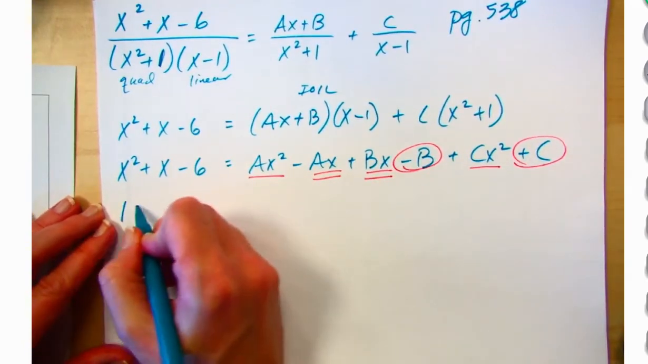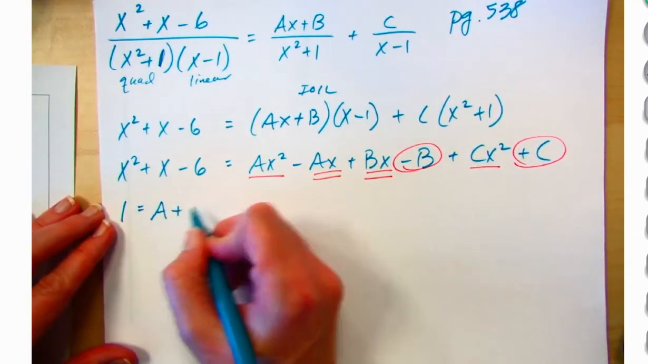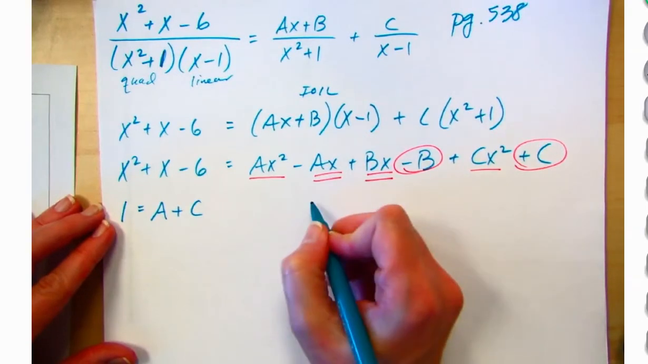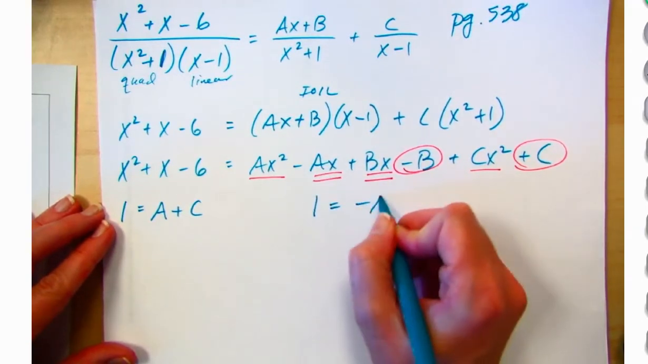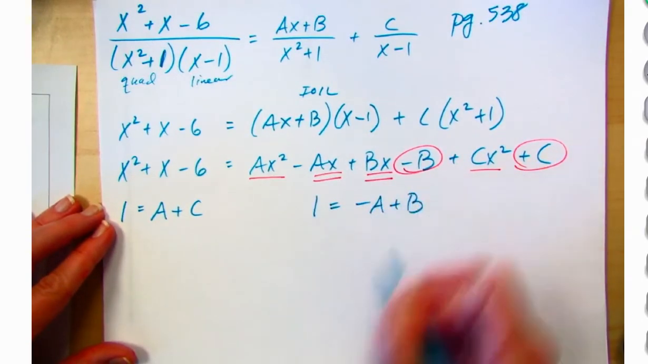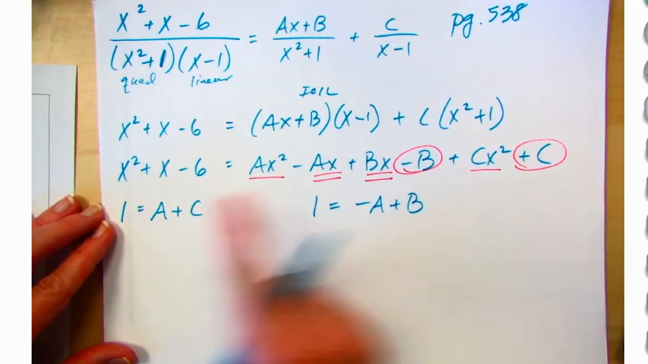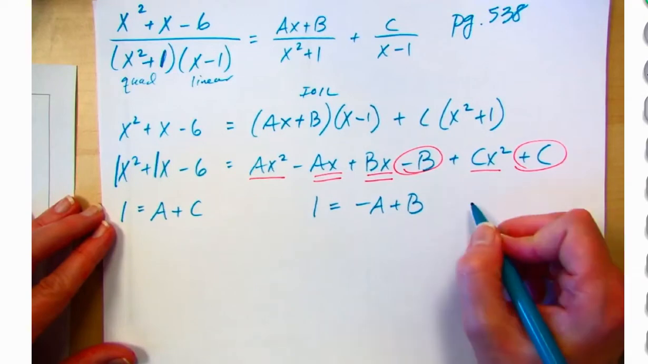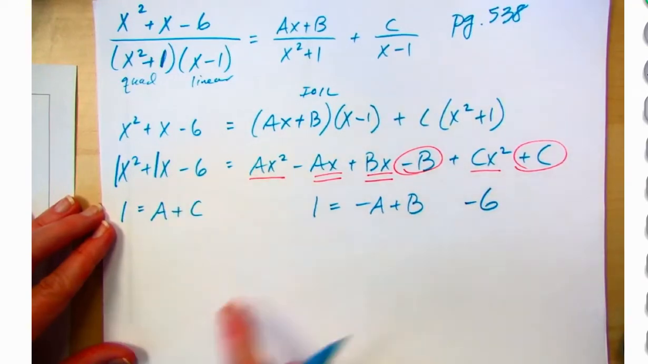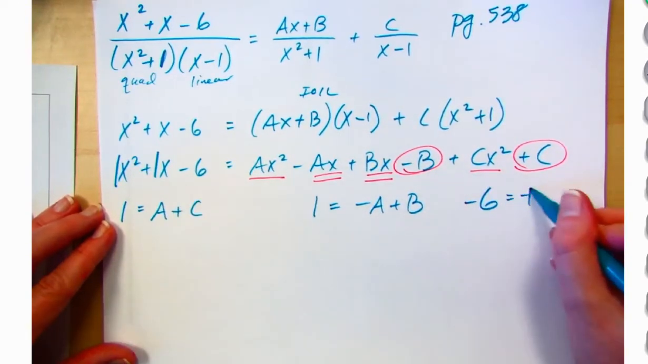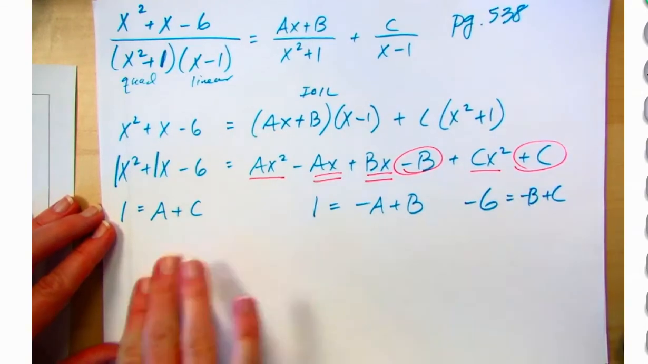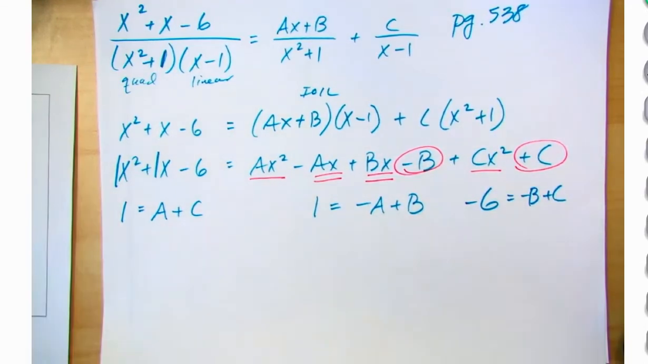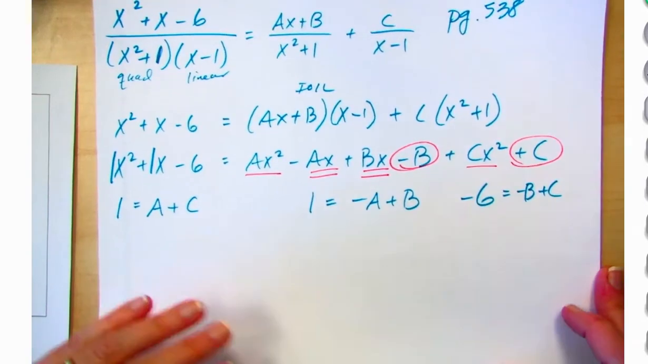So 1 equals a plus c. 1 equals negative a plus b. 1, the coefficients of those terms. Negative 6 is the constant, equals negative b plus c. So there's my 3 equations with my 3 unknowns. Now, we need to make a plan here. Here's what we can do.